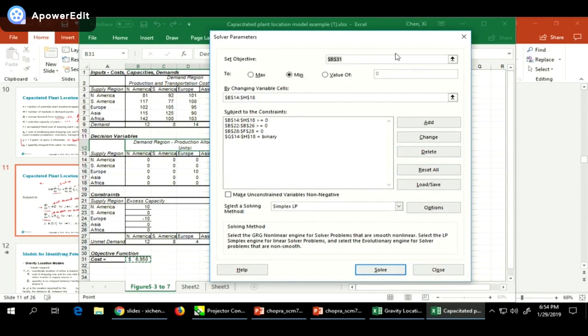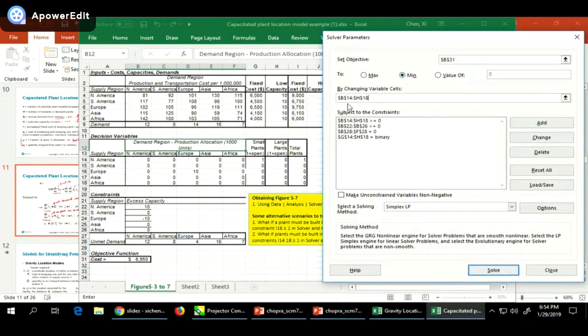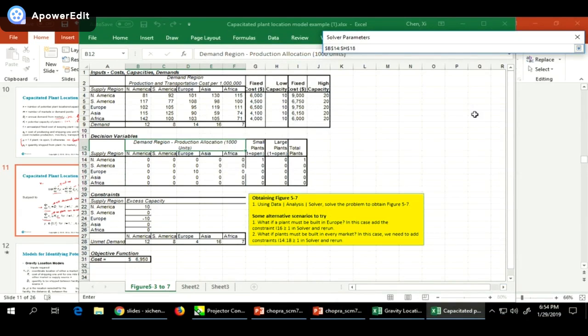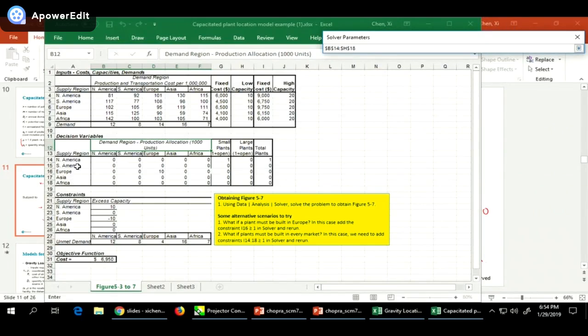So, solver parameters: we want to minimize the total cost. At the objective function cell, select our B31 cell. Minimize this total cost by changing variable cells. These are B14 to H18. So all of this is our decision variables.